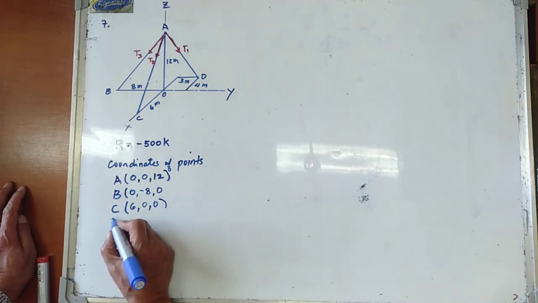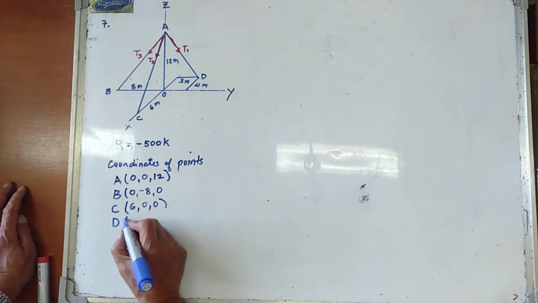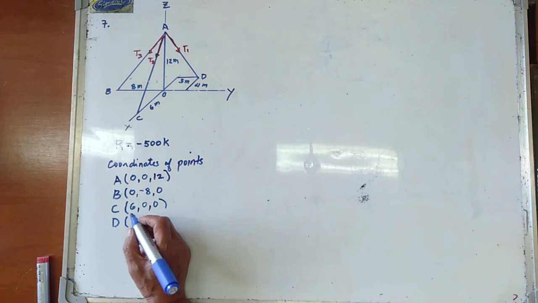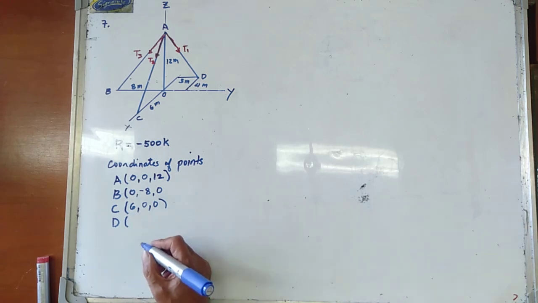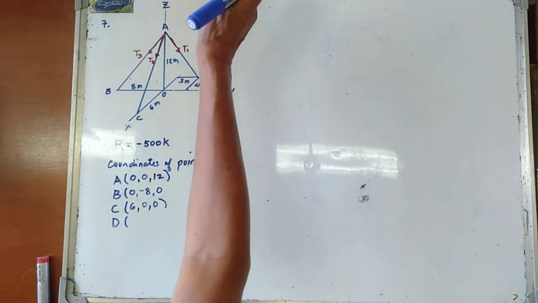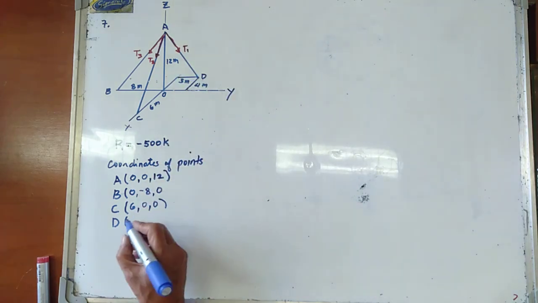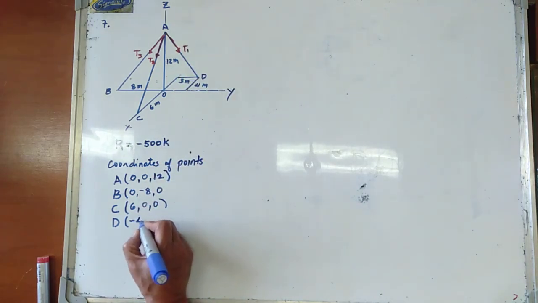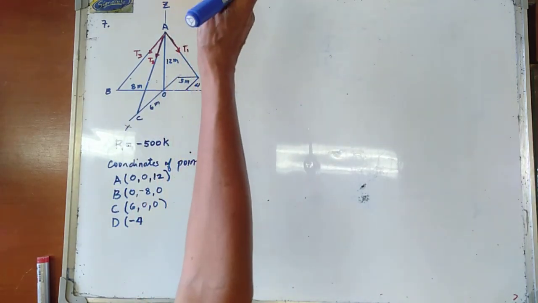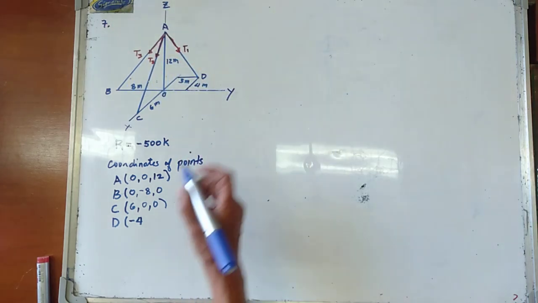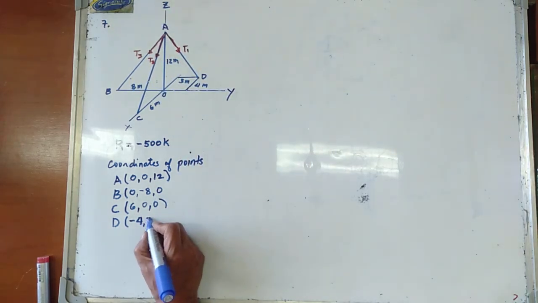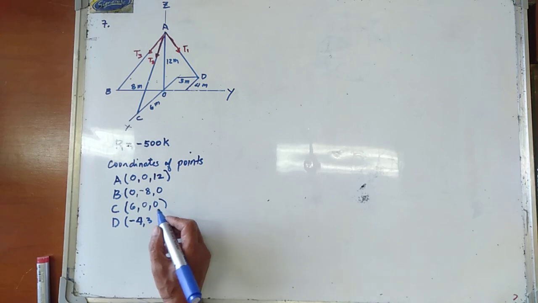We now have the coordinates of point D. In the x-axis we have negative 4, which is back of the origin. In the y-axis, it is positive 3. And the z-axis is equal to 0.